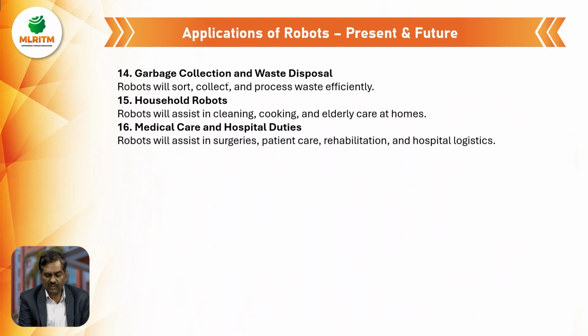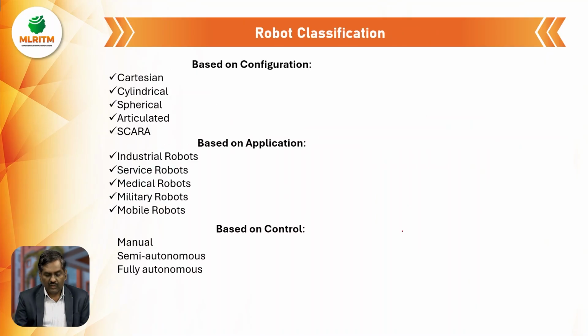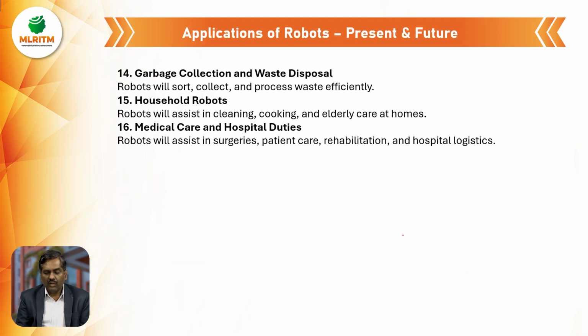The 14th one is garbage collection and waste disposal. Robots will sort, collect, and process waste efficiently. 15th one, household robots. These robots will assist in cleaning, cooking, and elderly care at homes. And finally, medical care and hospital duties, where these robots will assist in surgeries, patient care, rehabilitation, and hospital logistics. So these are the present and future applications of robots.